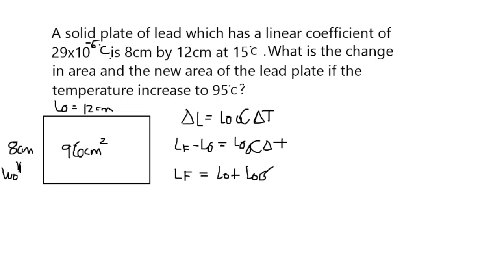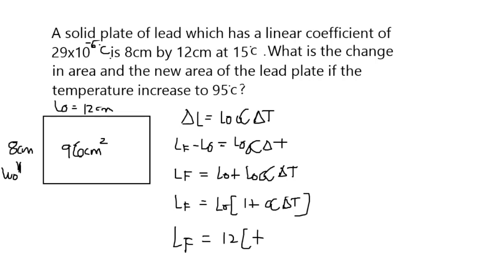So we got this. We can just factor out the initial length. So we got 1 plus alpha change in time. And then there you have it. That's the formula for the linear expansion, the final length. So what we're going to do is just plug in all the values that we have.